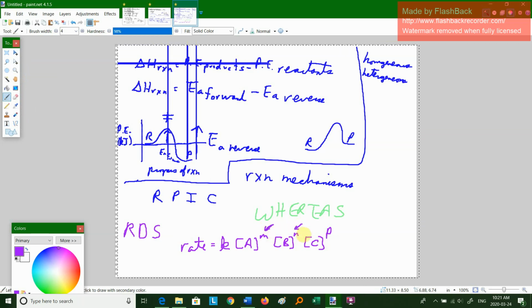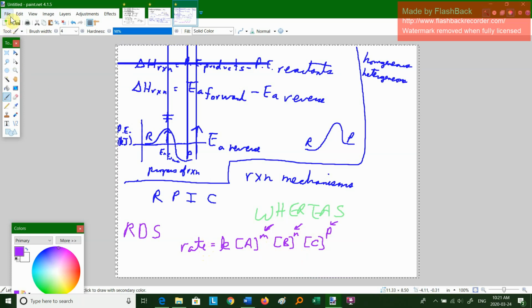So m, I'm making it as I go. m, n, and p are all orders with respect to A, B, and C. So the overall order, you just sum together m, n, and p. So if m was 1 and I doubled A, then I double the rate. If m was 2 and I didn't change these around and I doubled the concentration of A, then the rate would go up 4 times.